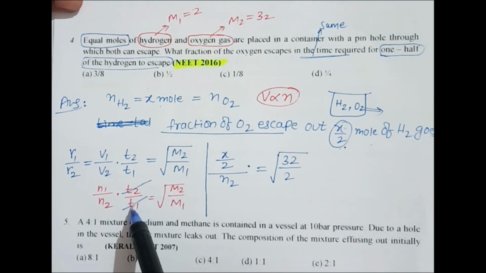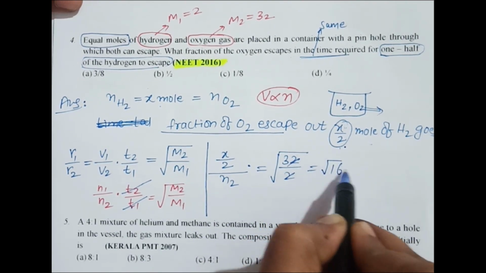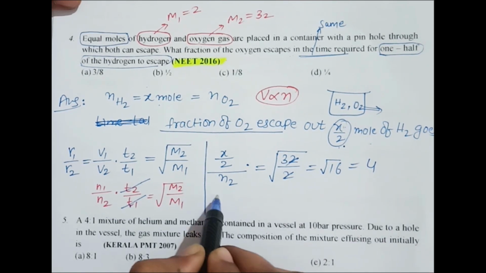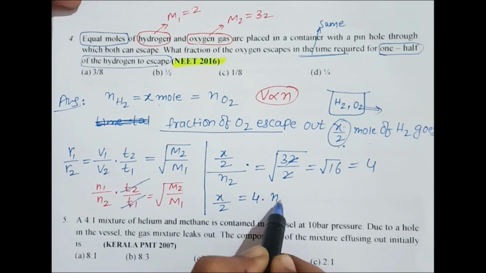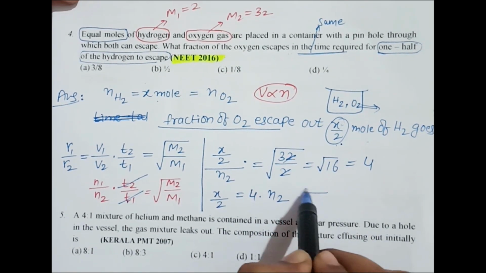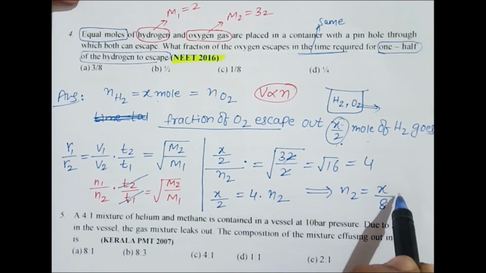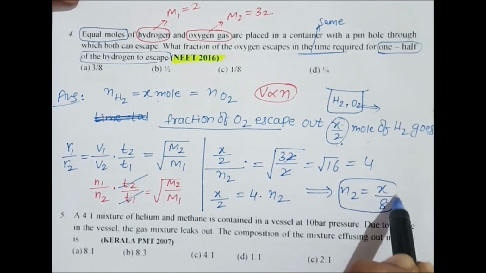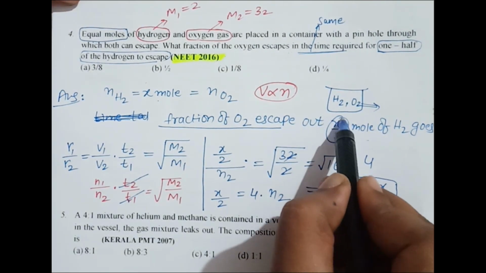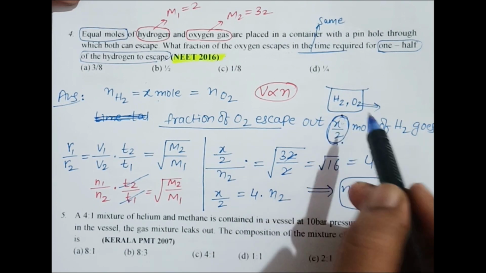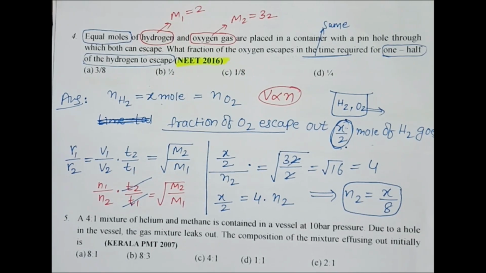So T1, T2 get cancelled. So now it is going to be under root 16, which is equal to 4. So x by 2 is equal to 4 into n2, which implies n2 is equal to x by 8. So x by 8 means 1 by 8 fraction of oxygen will escape when half of the hydrogen gas escapes. So the answer is 1 by 8.